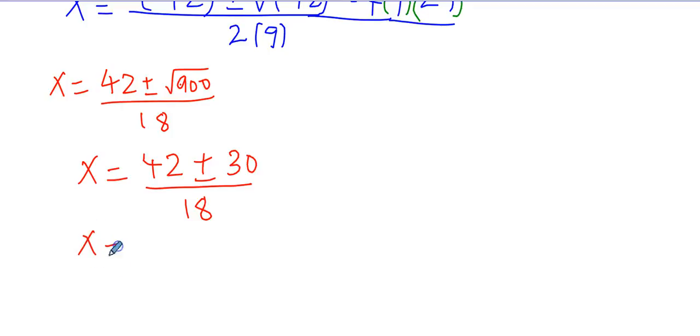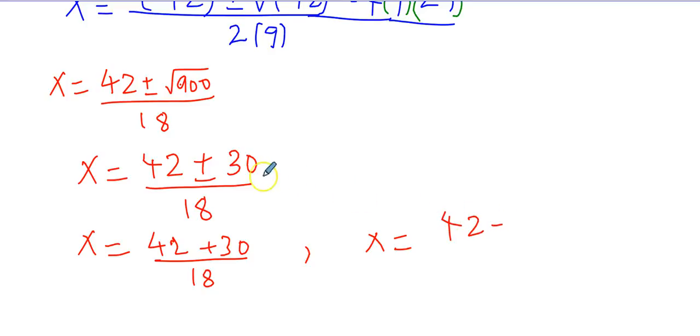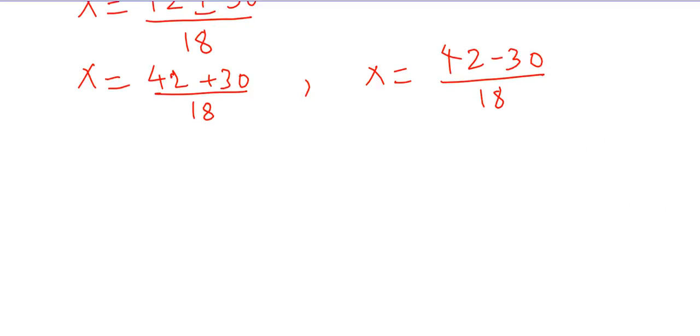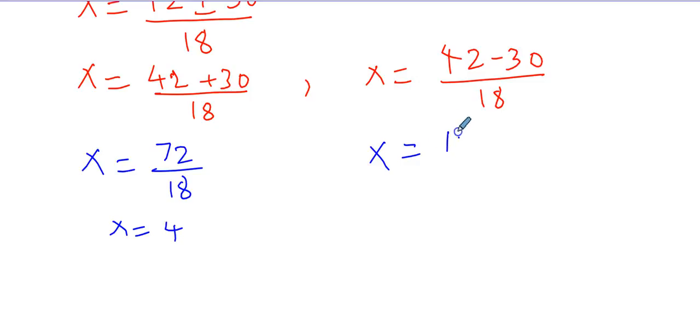So x is equal to 42 plus 30 over 18, and x is equal to 42 minus 30 divided by 18. Okay, that is, x is equal to 42 plus 30 is 72 over 18, which is equal to 4. 72 divided by 18 is 4, because 18 times 4 is 72. And here x equal to, on subtraction, 42 minus 30 is 12.